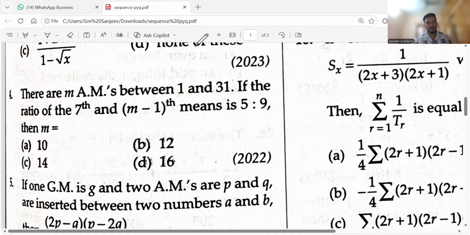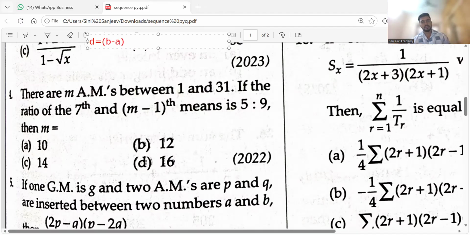See, for this particular question, we had to find the common difference. The formula is D is equal to (B minus A) divided by (M plus 1). B is the last term, 31, and A is the first term, that is 1.